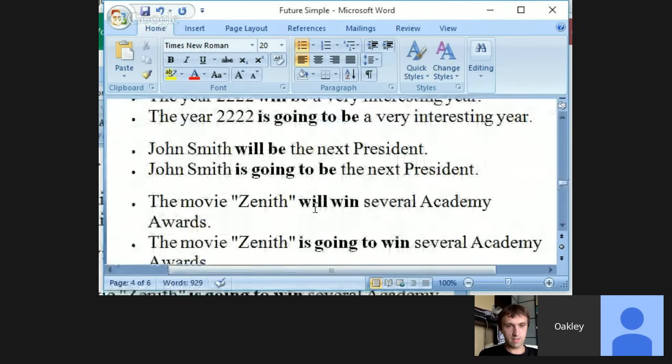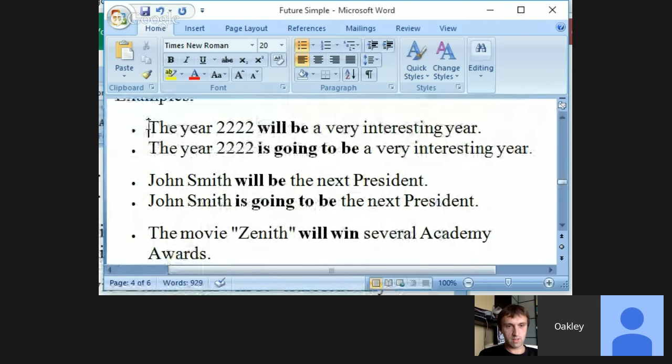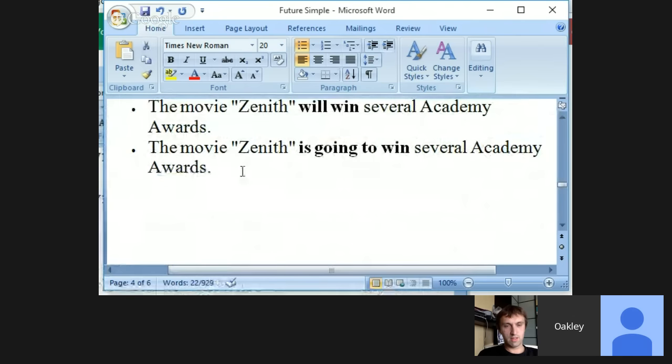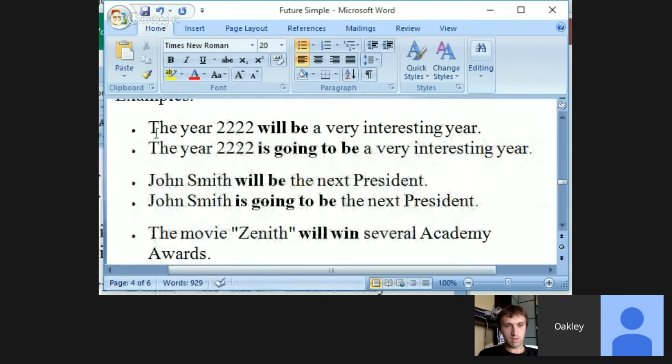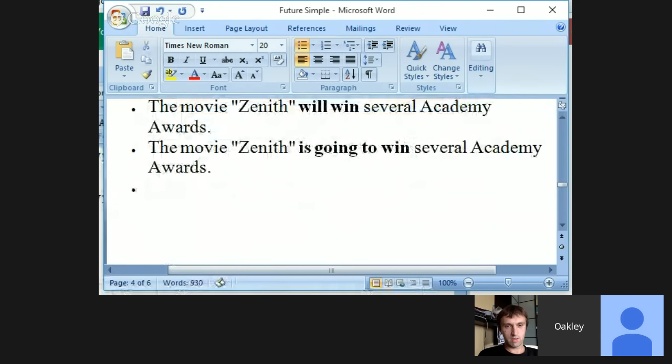Let's see. Going back to these examples, these examples are clearly predictions about the future. The year 2222 will be a very interesting year, is going to be a very interesting year. You can use either. But the fact of the matter is, look, if I say, I will work on Monday, fine. Maybe I will go to work on Monday. Maybe I'm volunteering to work. Maybe that's my day off. All right. I will go to work on Monday.